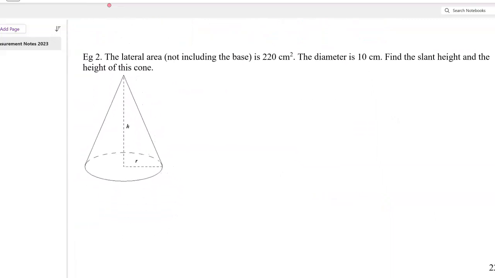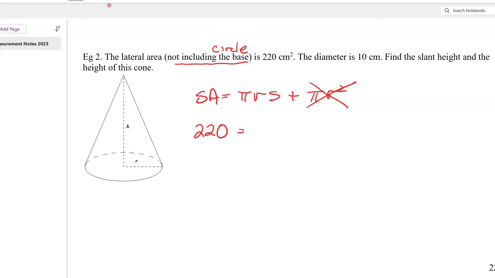Oh, this is a little bit different. Let me just write out the formula again. Pi rs plus pi r squared. It says the lateral area, not including the base. The base is the circle. So let's get rid of the circle part, the pi r squared. It tells me that the lateral area is 220. It also tells me that the diameter is 10. So that means the radius is 5.